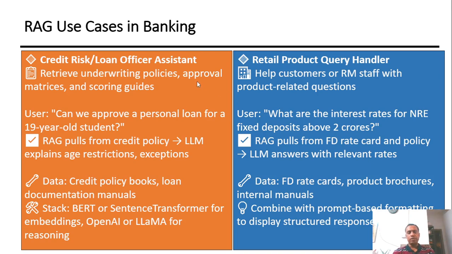Here is the next example. This is a retail product query handler, which helps customers or RM staff with product-related questions. Here a user is asking, what are the interest rates for NRE fixed deposit above 2 crores? The RAG pulls from the FD rate and policy, and the LLM answers with relevant rates. Your data is related to your FD rates, all of which sits in your vector database like Pinecone and FAISS, and there are others as well. The LLM, like GPT, looks at all this information and, based on the prompt, gives a structured response to the end user.